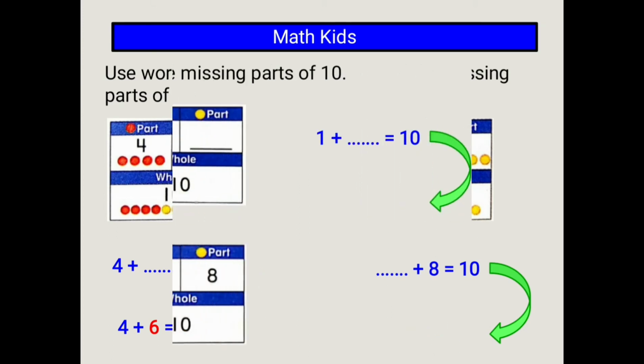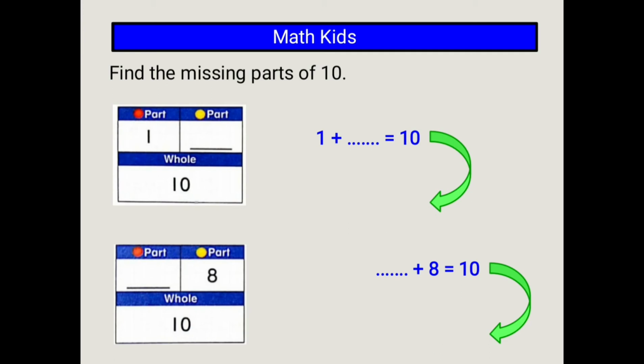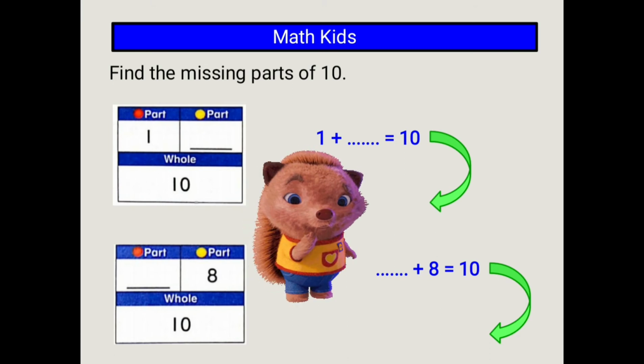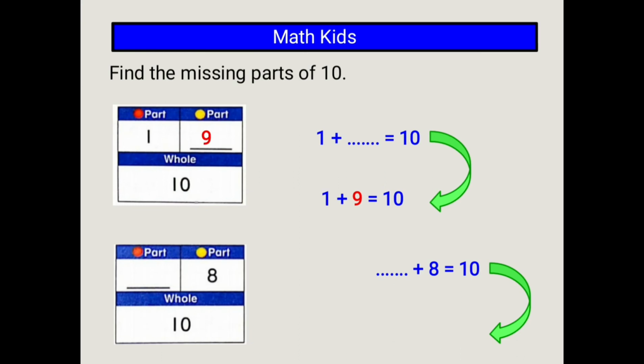For the next example, find the missing parts of 10. At the first example on this page, we have 1 at the red part. We don't know the number at the yellow part, and the whole number we have is 10. Okay, let's think together. So it will be 1 plus what gives you 10? Excellent. 1 plus 9 gives you 10.